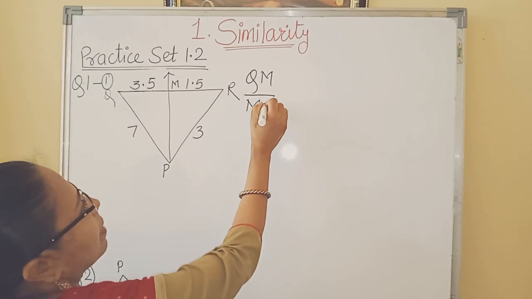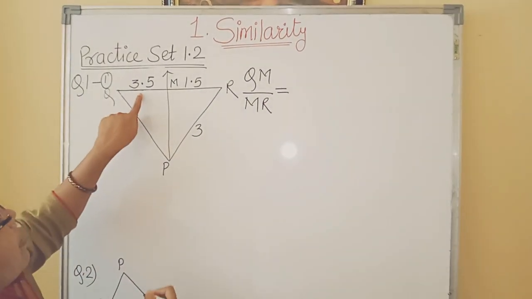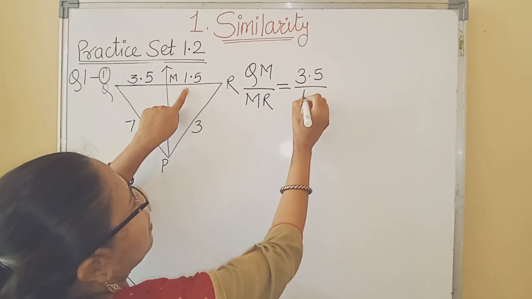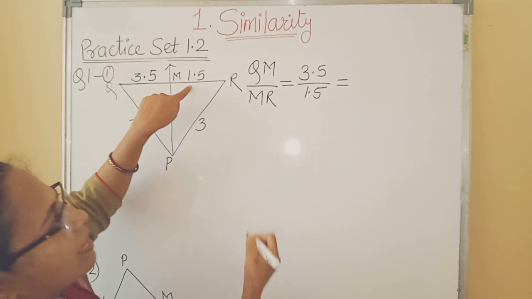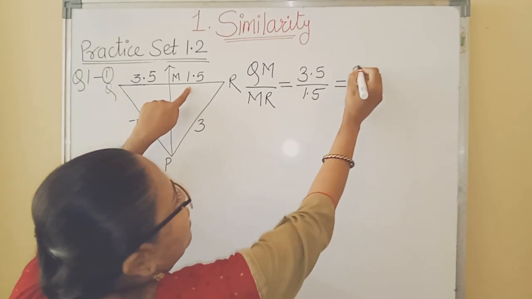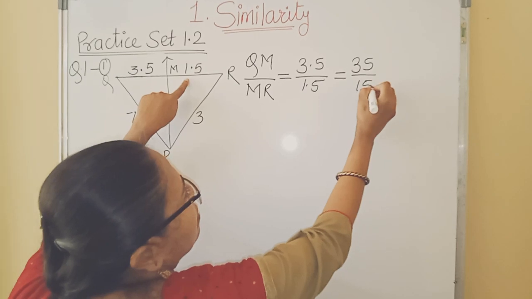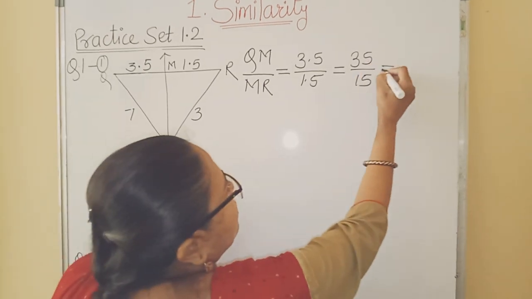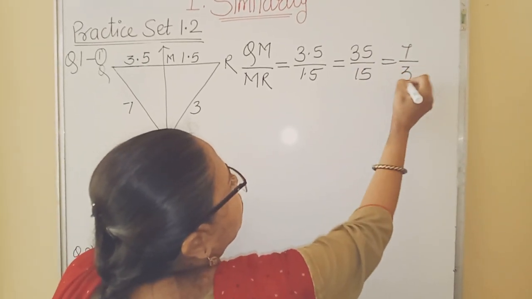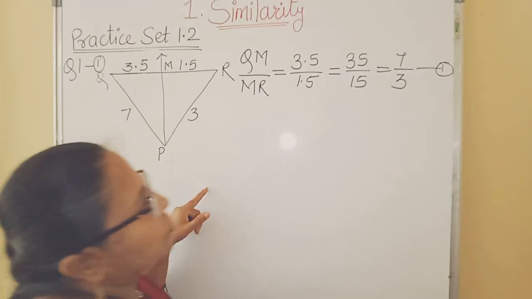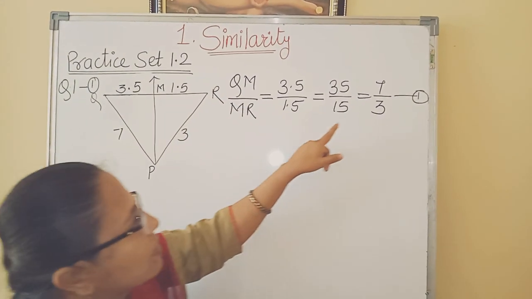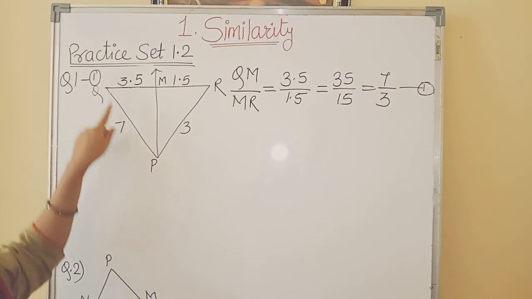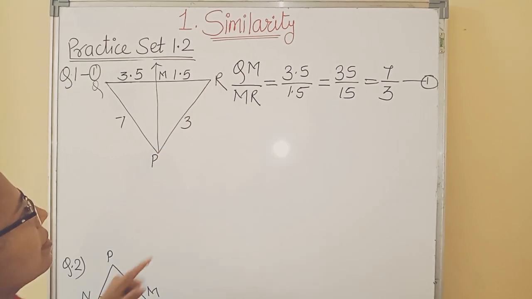QM upon MR. QM equals 3.5, MR equals 1.5. Let's remove the decimal point here. We will get 35 upon 15. Now 35 and 15 both are divisible by 5. 5 7s are 35, 5 3s are 15. This is our first ratio. QM upon MR is equal to 7 upon 3. Now we will find out the second ratio, QP upon PR.